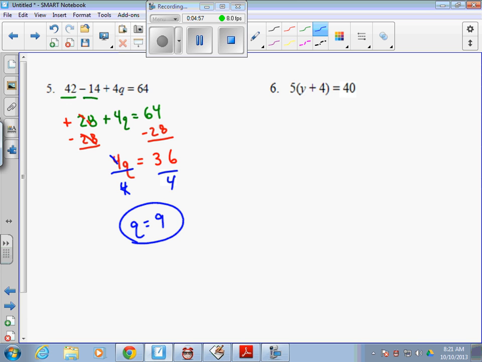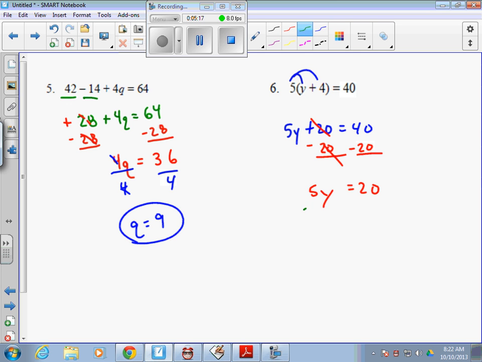You have to distribute 5 times both terms first. 5 times y is 5y. 5 times 4 is plus 20 equals 40. Get rid of plus 20 by subtracting it. If you do it to the left side, subtract 20 to the right side. 5y, these will cancel, equals 20.